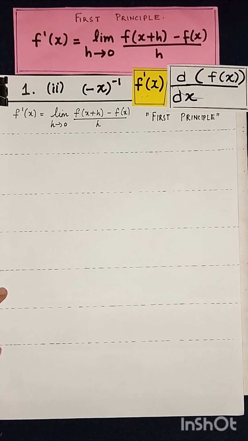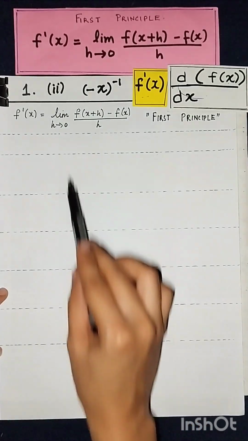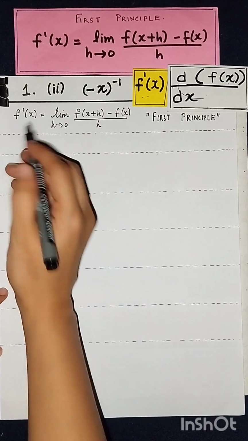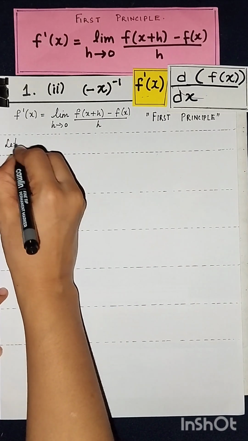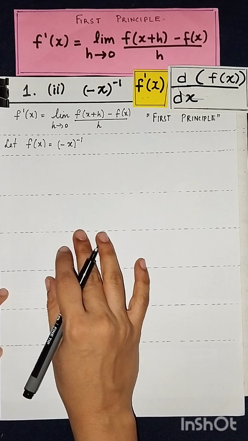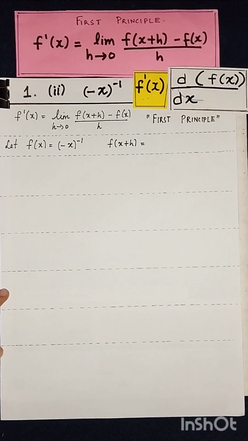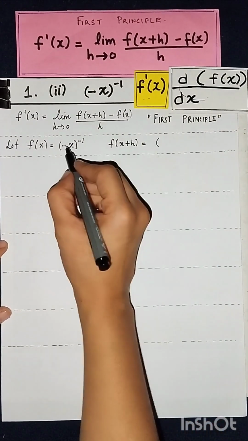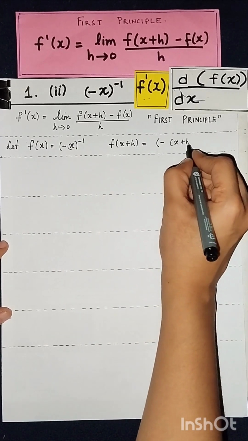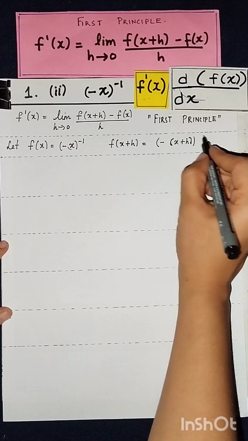So I've written the same first principle here. Now in order to simplify, we should know what is f of x and f of x plus h. f of x is the given function. So we will write, let f of x is equal to minus x to the power minus 1. Here you have to be very careful. f of x plus h will be, so we'll put the bracket, we'll write the minus sign, but in the place of x we will write x plus h with the bracket. If you don't write the bracket, this will be wrong. So you have to write the brackets, then this minus sign.